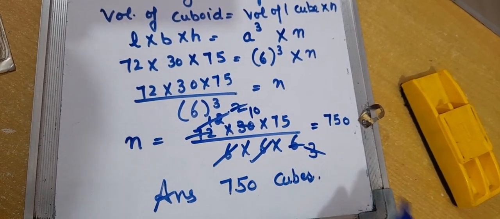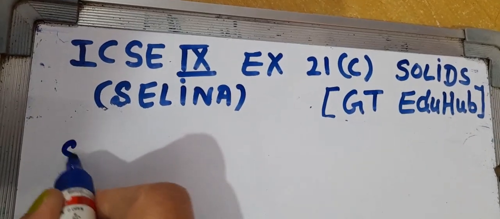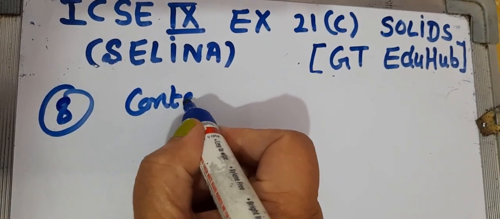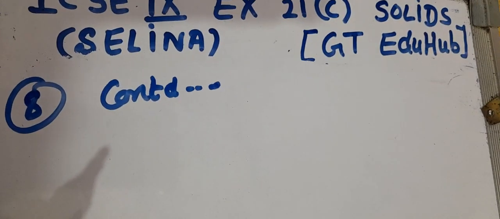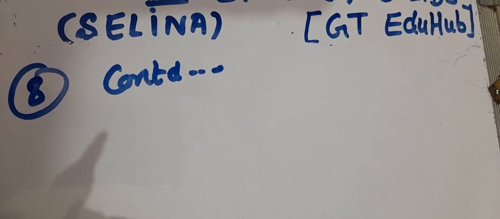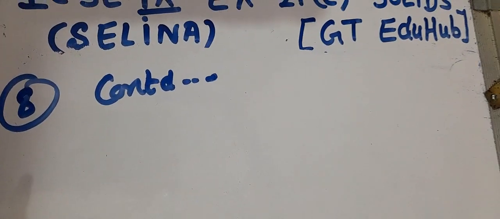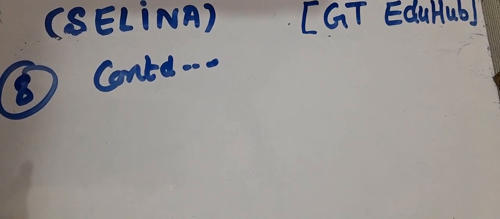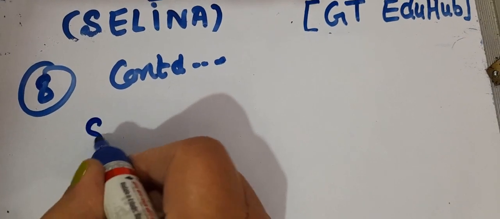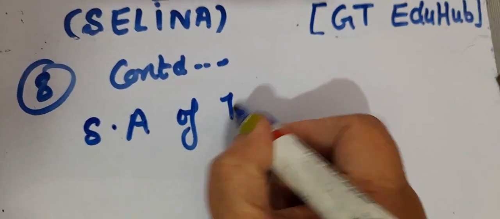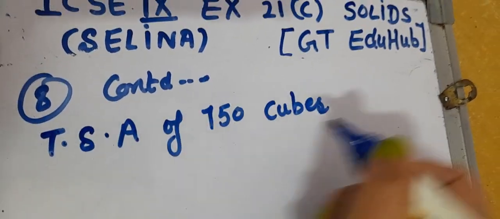This question was comparatively easier than the earlier one. Now let's continue with question number 8. We have found the number of cubes, that is 750. We are also asked to find the cost of polishing all the surfaces of all the cubes formed at the rate of rupees 150 per square meter. We have to find the cost of polishing all the surfaces. So let's find the surface area of 750 cubes. When we are asked to find surface area, it means total surface area.